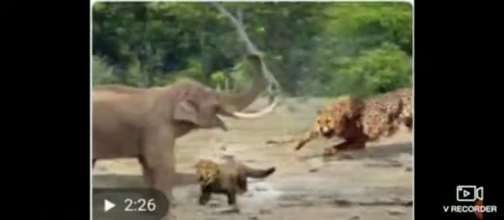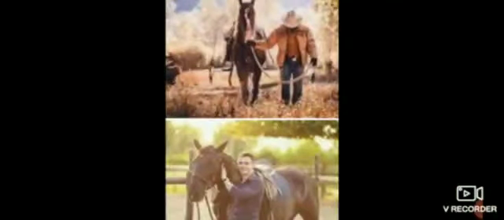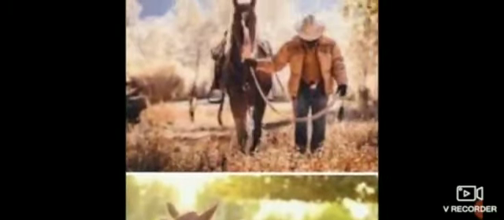Next we see elephant and cheetah. Elephant is slow but cheetah runs fast. Next, a buffalo and a dog. When you compare buffalo and dog, the dog is fast when compared to the buffalo. So buffalo is slow. Next, a man and a horse. When we compare a man and a horse, man is slow. You know the horse is fast.